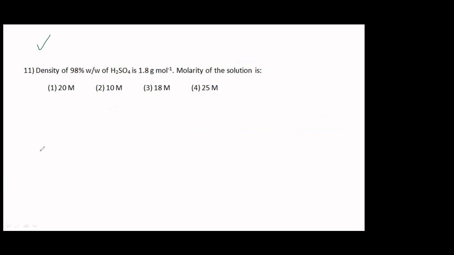The density of 98% weight by weight H2SO4 is 1.8 gram per mL. The molarity of the solution is? Quickly, let's do it, and then we will stop. 98% weight by weight means 98 gram of H2SO4 in 100 gram of solution. So density is given to you. For molarity, you need volume. Density is mass by volume, so volume should be equal to mass divided by density, which will be 100 gram of the solution divided by 1.8. You can substitute here.